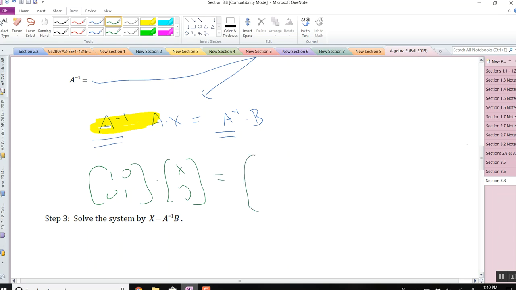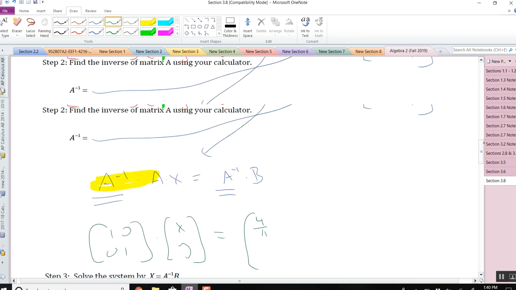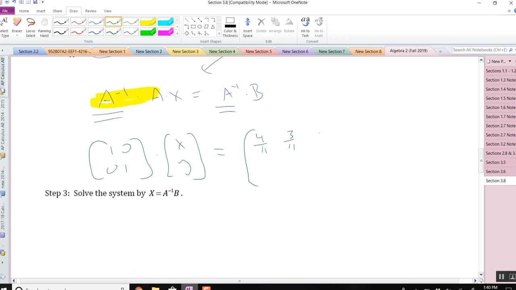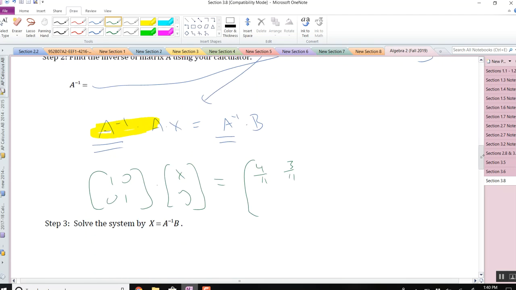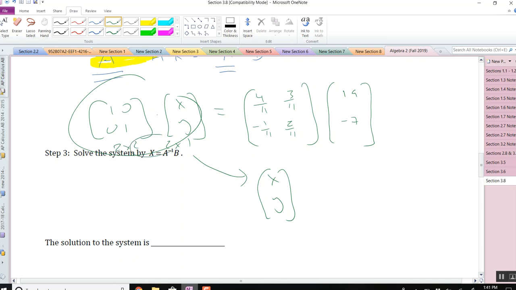And over here, I'm going to multiply the inverse, 4 elevenths, 3 elevenths, -1 eleventh, 2 elevenths, multiplied to matrix B, which was the constants 19 and -7. So all this just becomes x, y, because when you multiply anything by its identity, it just stays as is. For example, this is a 2 by 2, that's a 2 by 1. Those dimensions match up, so I have x, y.